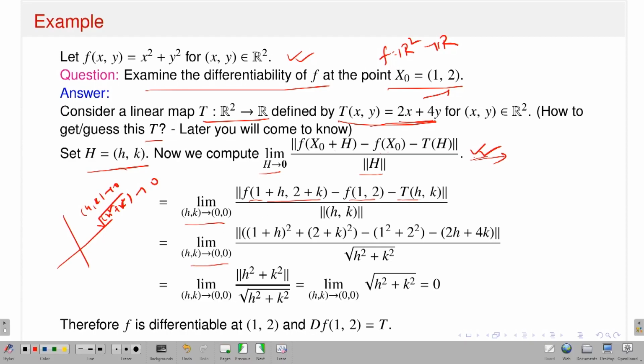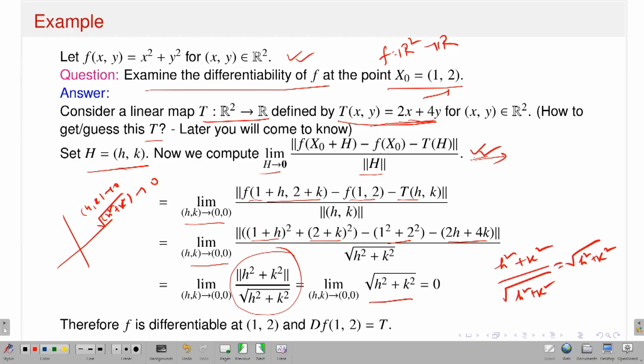Now the definition of the function is given, f of (x, y) is equal to x square plus y square. So what will happen? This is (1 plus h) square plus (2 plus k) whole square, that is the definition, minus 1 square plus 2 square, and minus the linear transformation I already said, the guessing part, 2h plus 4k. Do some algebra and calculation, you will end up with this kind of object. In the numerator you will have h square plus k square, norm means nothing but modulus, and this is positive. Denominator you have square root of h square plus k square. So what we will have? Only the square root of h square plus k square.